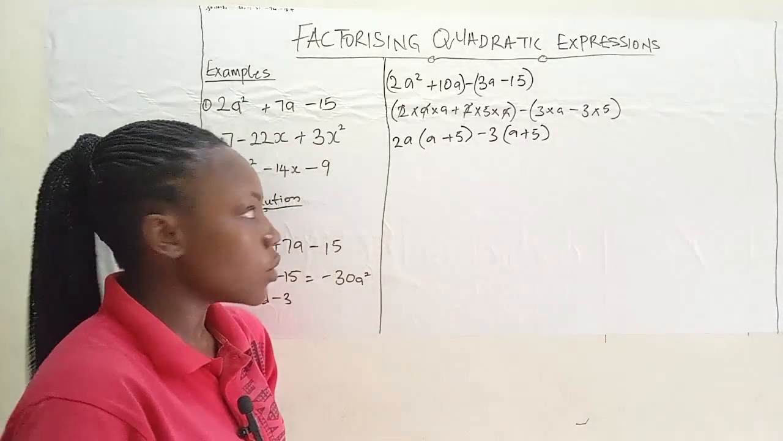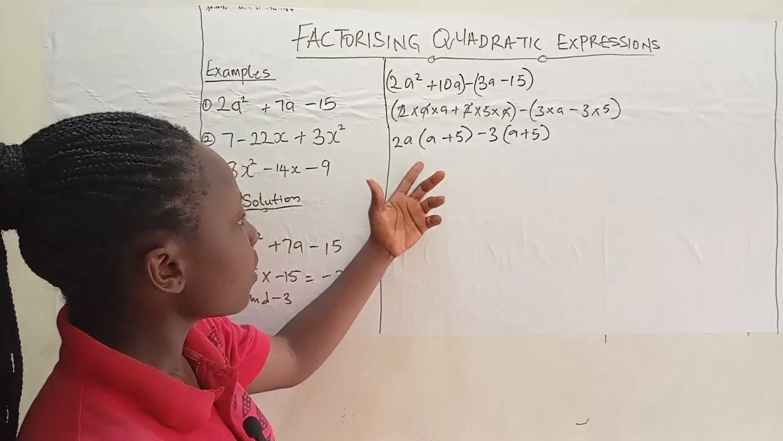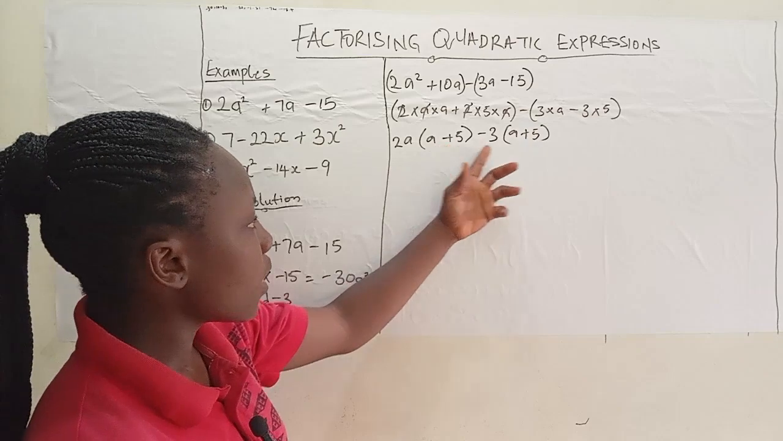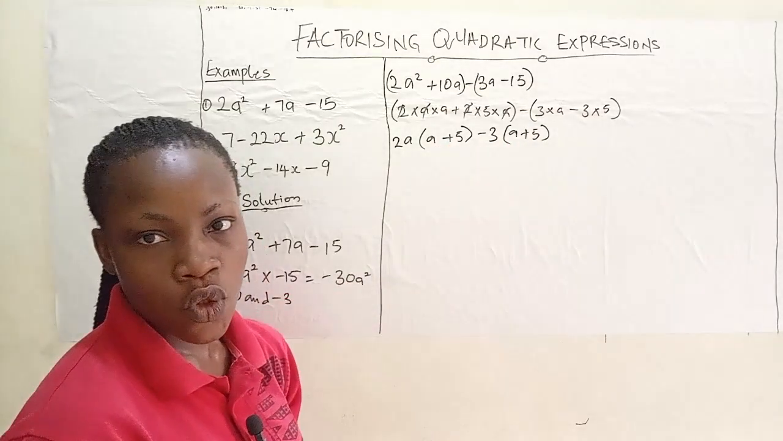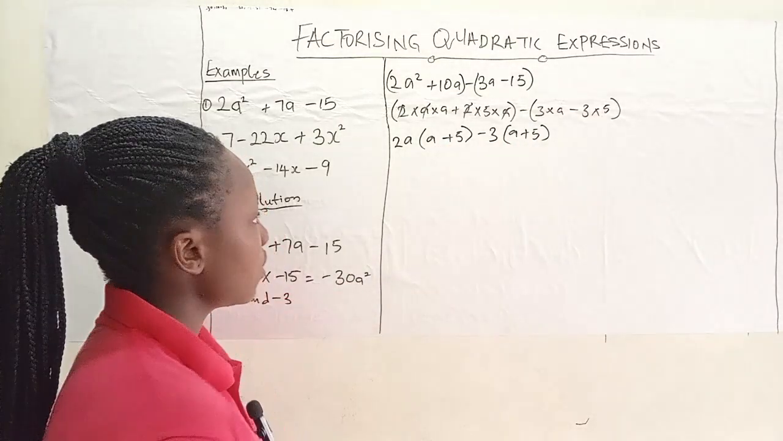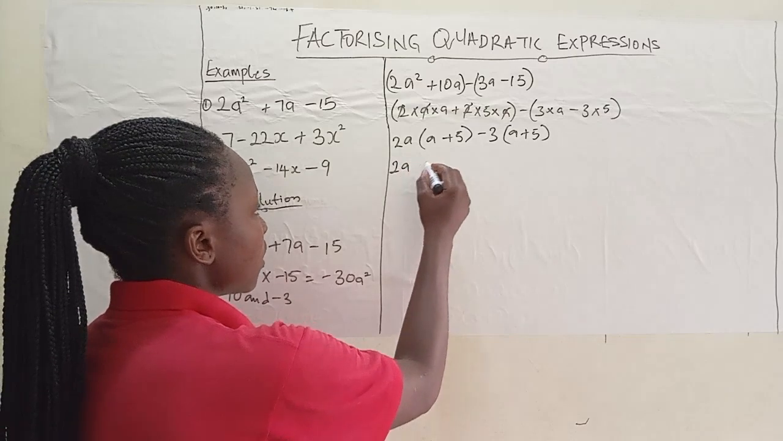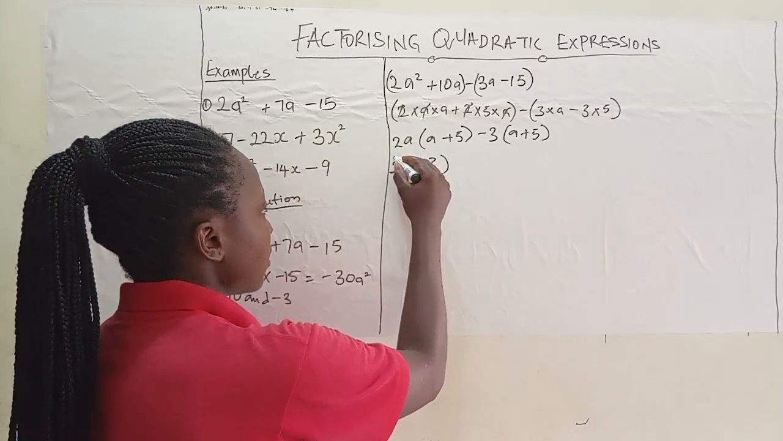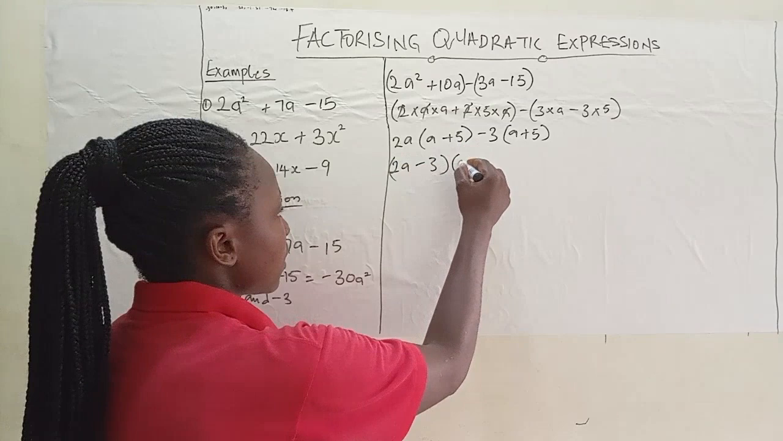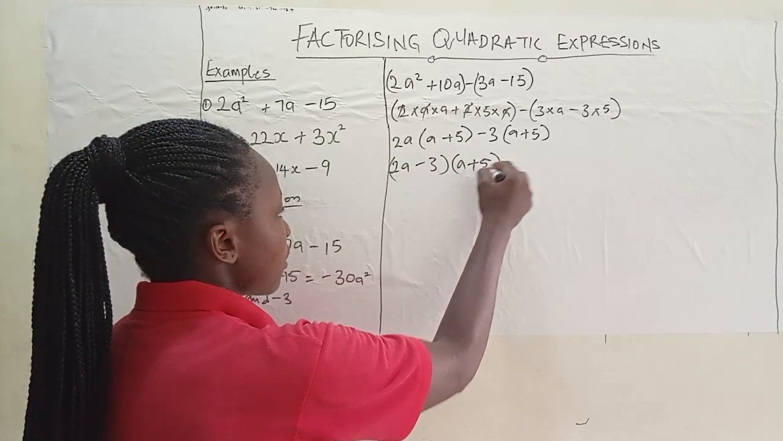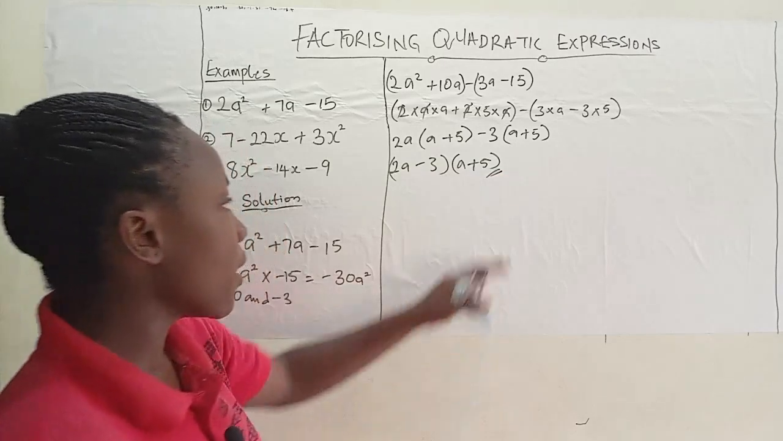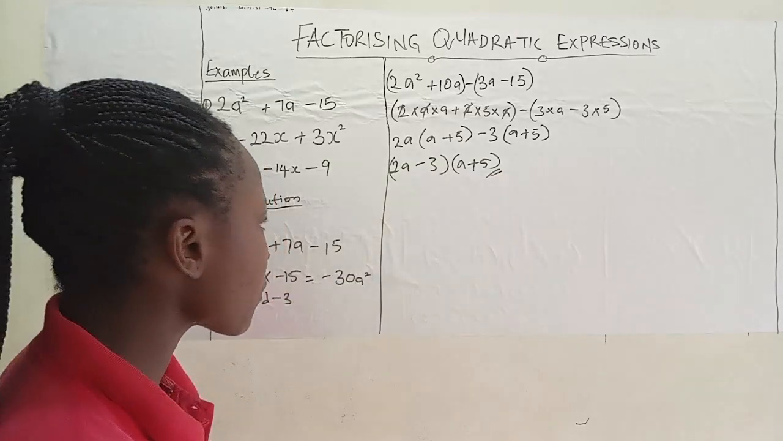Now, the next thing to do, if you look here, this one here and this one here, they are the same. So we are picking just one. We are going to have 2a minus 3, open bracket, a plus 5. So this is our final answer for this one.